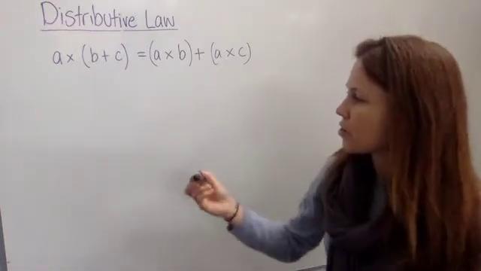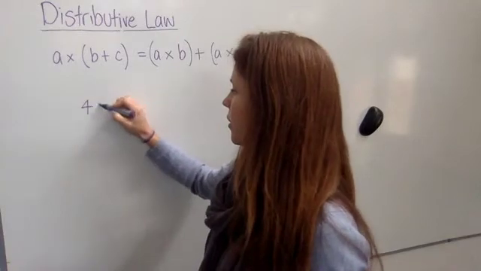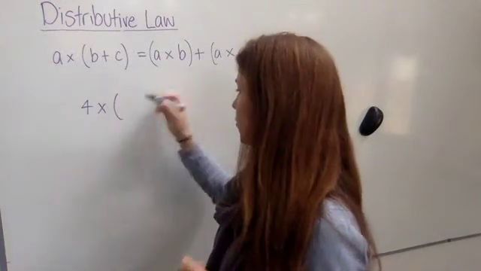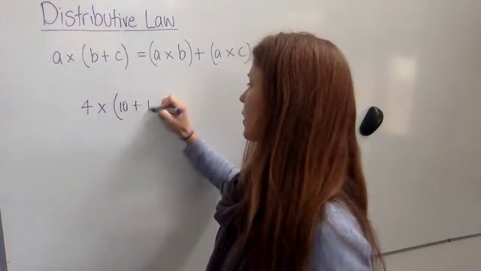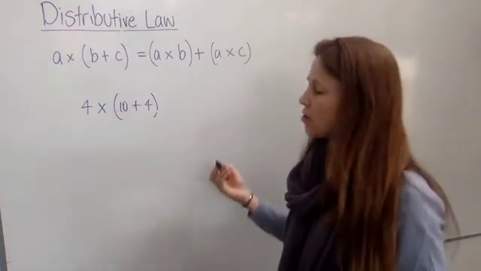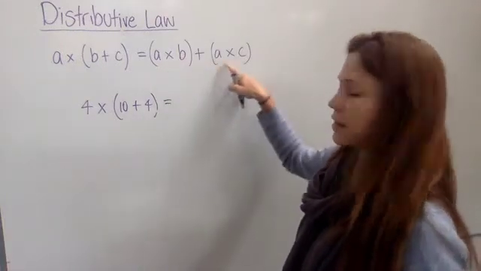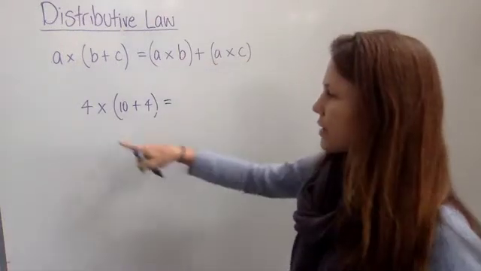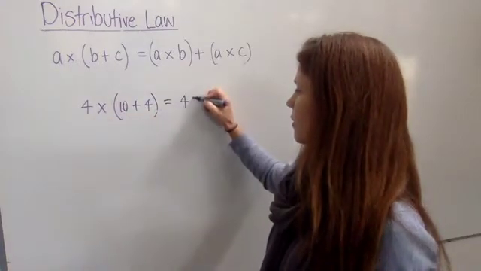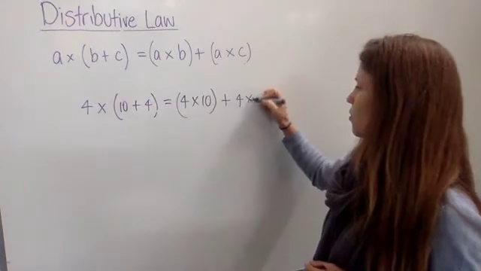Let me show you how you can do that really easily. Let's imagine we've got a question like 4 lots of 10 plus 4. Now, we know that's 4 lots of 14. And they ask you to explain with pictures how you can spread that out into the distributive law. What we're saying is that it's 4 lots of 10 plus 4 lots of 4.